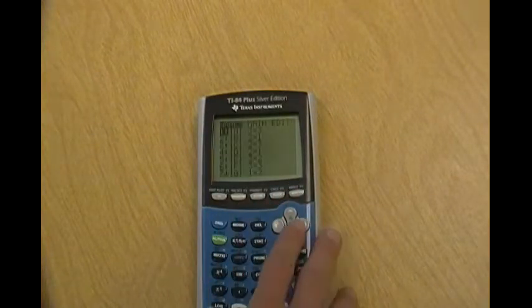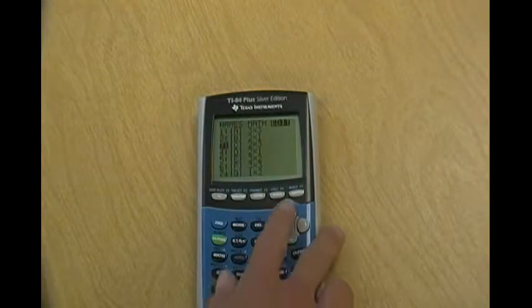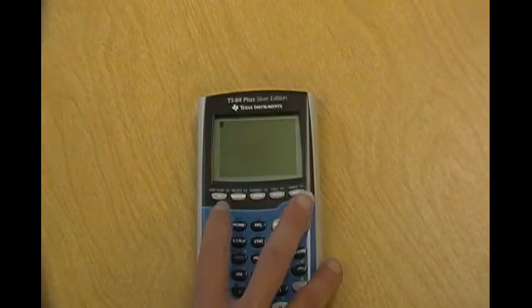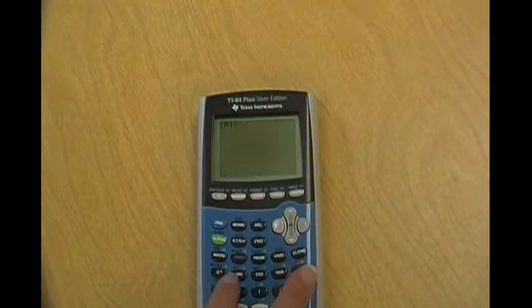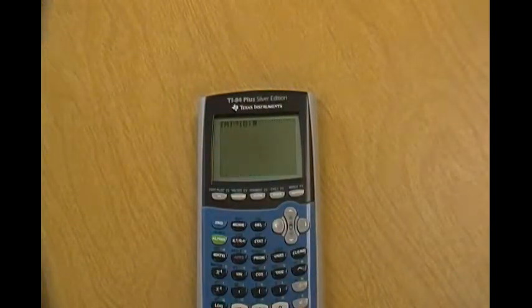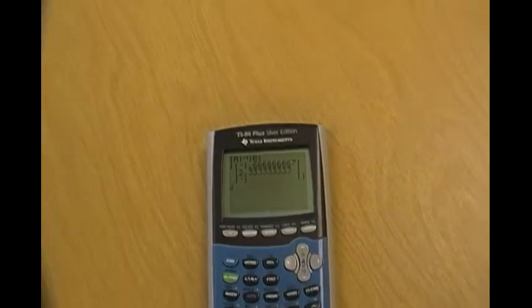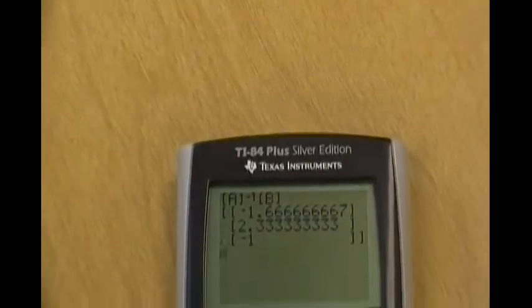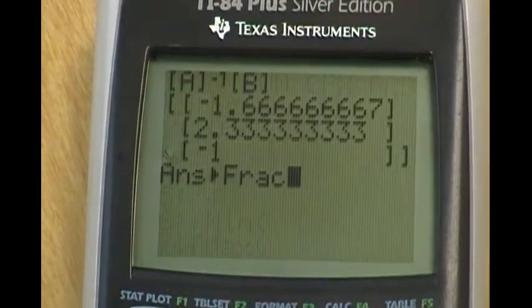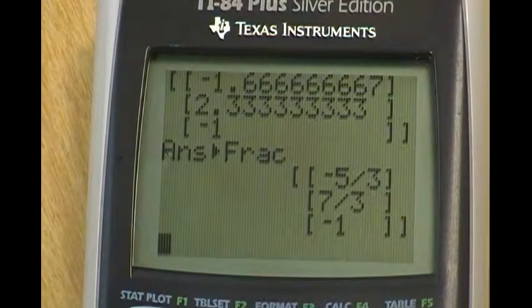And then I need to edit matrix B. And so matrix B is now a 3 by 1 matrix. So I have 4, -2, and 2. And I will exit out of there, and I still want second matrix A inverse second matrix B, now that I've edited these. And so you'll see that I get some decimals. So not pretty, but all I need to do is hit math fraction, hit enter. I get -5/3, 7/3, and -1.